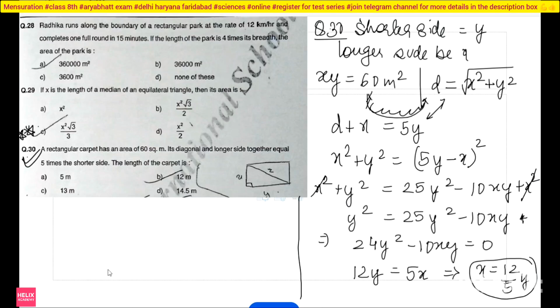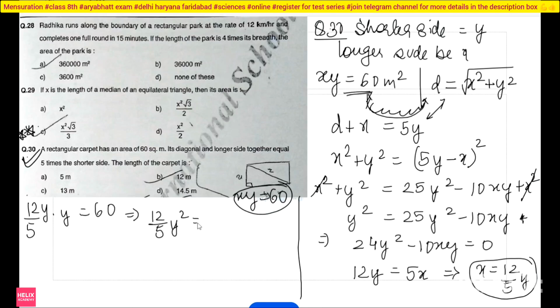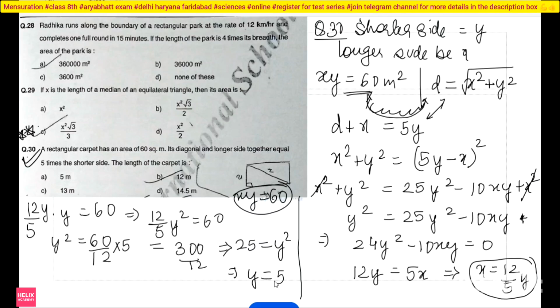Now see the next part. It is given xy is equal to 60. So I can use it here: 12y by 5 into y is equal to 60, because xy is given as 60 already. So 12 by 5 y square is equal to 60, or y square is equal to 60 into 5 by 12, which is 300 by 12, or 25. So y is equal to 5, and x is 12 by 5 into 5, so 5 cancels out and x is 12 meter. So x is 12 meter, y is 5 meter.